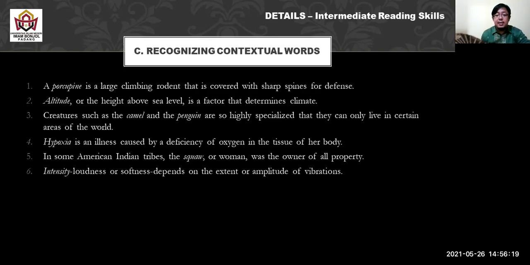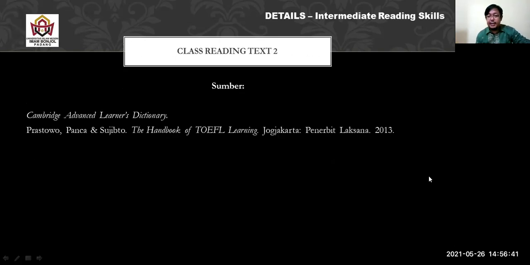Number six, intensity, loudness, or softness depends on the context or amplitude of vibration. So what is intensity? The meaning of intensity is amplitude of vibration. That's the key. Those are examples of supplemental material related to reading details. If you have no question, then I'll stop sharing here. So those are the concepts related to details in reading comprehension.